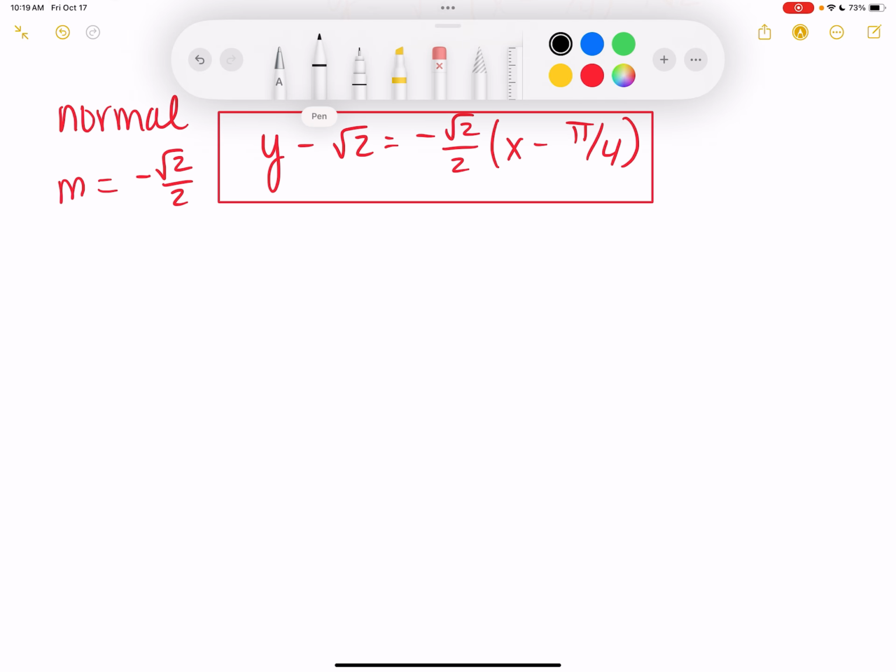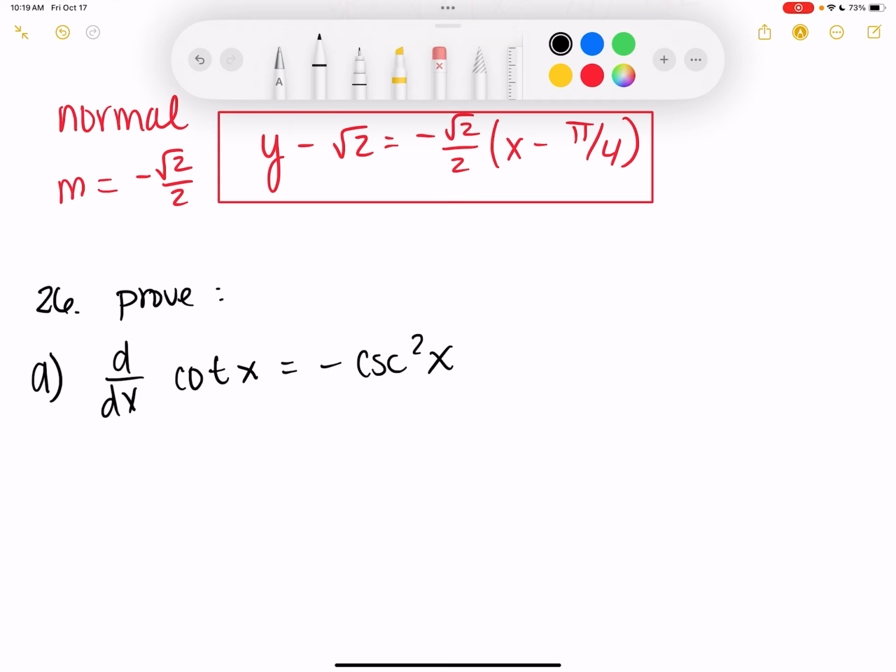26. Prove the following. The first one, d dx of cotangent of x is equal to minus cosecant squared of x. So I'm trying to show with what I know that cotangent is equal to that, aside from me just straight up knowing it. The only real benefit to you being able to do this is that if you ever forget the derivatives of the other 4 trig functions aside from sine and cosine, you can use this to find them.